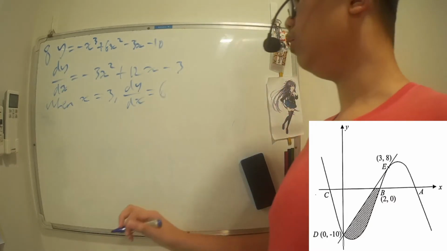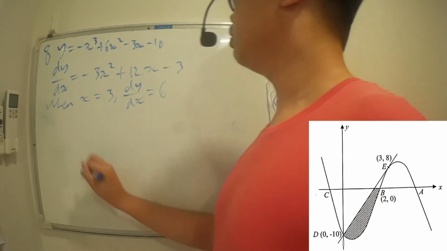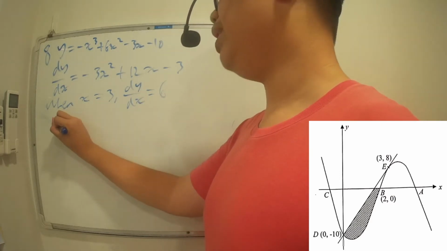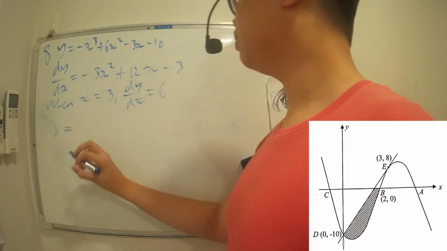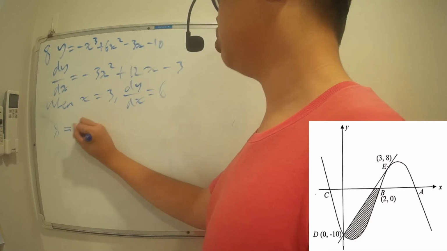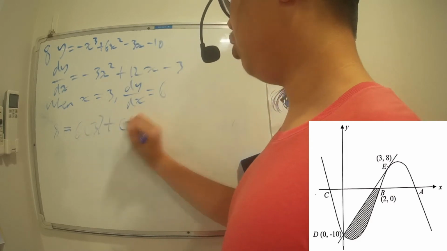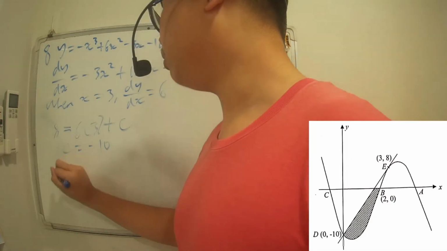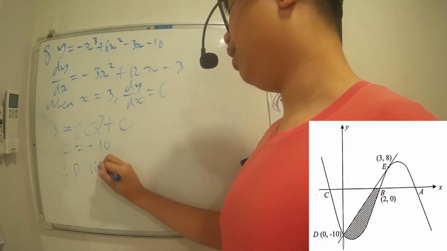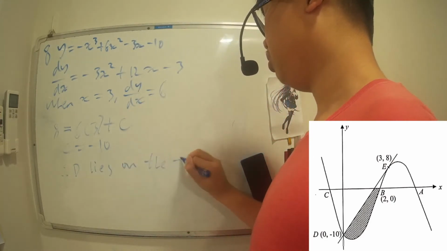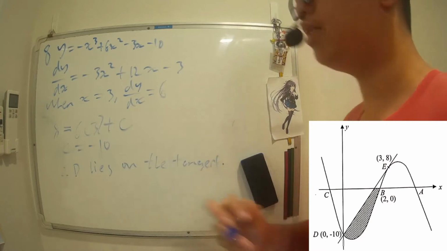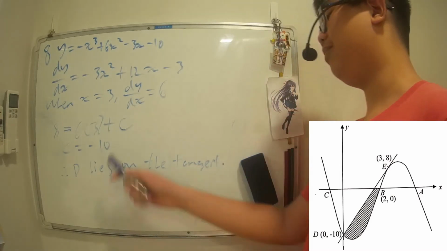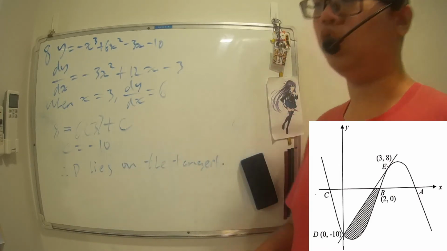So with that, we are given that 8 is equal to 6 times 3 plus c. So c is equal to negative 10, and because D lies on the y-axis, therefore D lies on the tangent. And I can say this because at x equals 0, I can simply take the c value, and indeed the y would then be negative 10, and that's exactly where D is. It lies on the tangent.